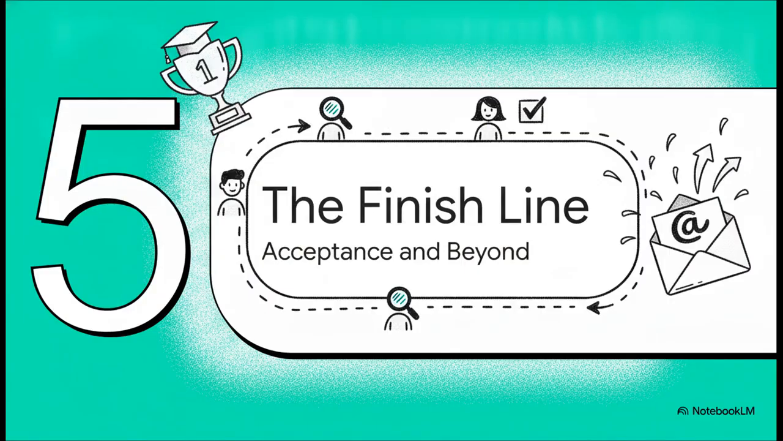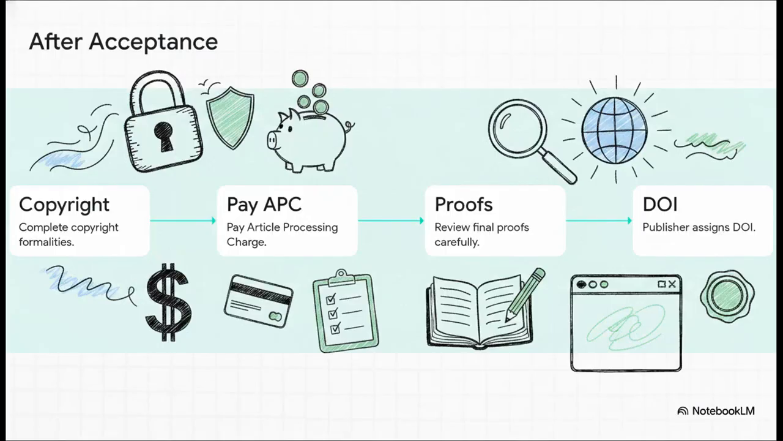Which brings us to Section 5, the finish line, acceptance and beyond. So what actually happens when you survive the gauntlet, win over the reviewers, and finally get that coveted acceptance email? Well, acceptance isn't the actual end of the road. To get your paper published online with its very own DOI, you first have to knock out the copyright formalities. Then, because this is a fully open access journal, you'll need to pay the article processing charge, or APC.